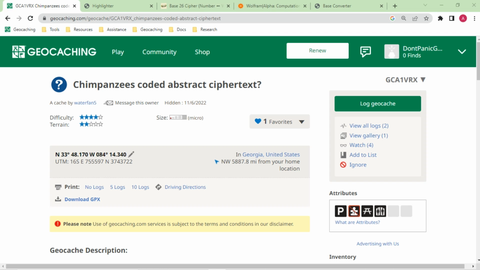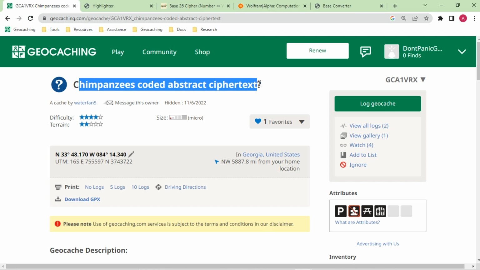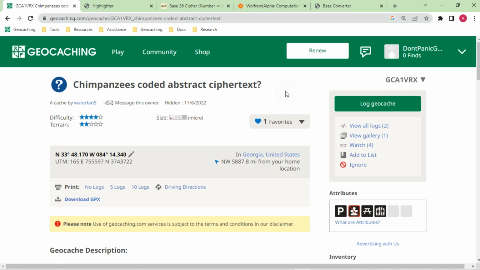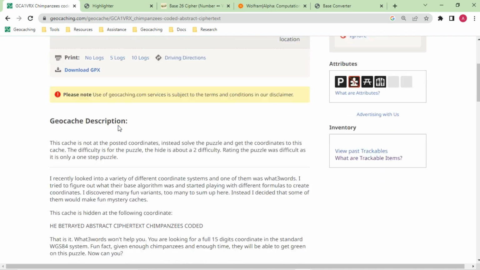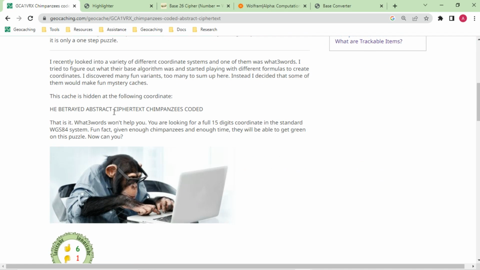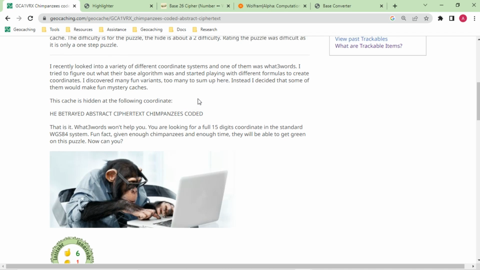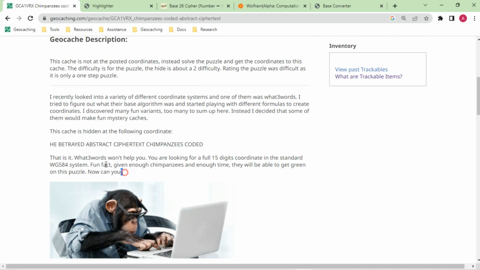So next, I will show how to solve one of my own puzzles, Chimpanzees Coded Abstract Cybertext, the GC code that I just used before to convert to the ID, and not a field puzzle for difficulty. Yeah, it's pretty difficult, right, to solve this. And of course, there's some flavor text, and then the actual puzzle. This cache is hidden at the following coordinate, and it gives here a text. In other videos, I've shown this, and I will show this again.